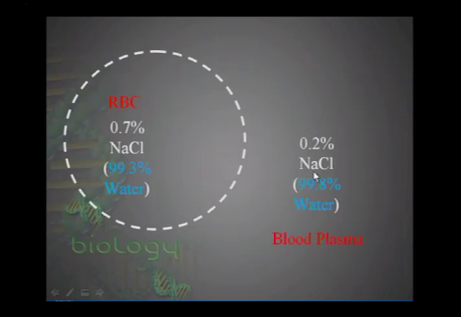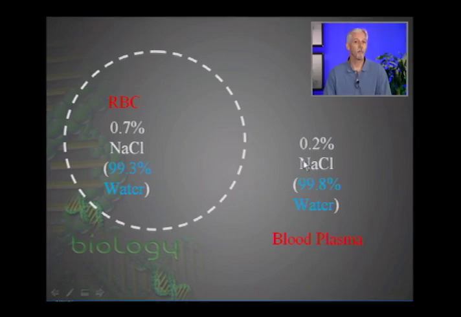Okay, let's look at another example. What if the cytoplasm of the red blood cell is 0.7% NaCl and the plasma was 0.2% NaCl? So now, which solution is hypotonic? Which solution is hypertonic? Hopefully you answered: the cytoplasm of the red blood cell is hypertonic because of greater solute concentration, less water. The plasma is hypotonic, lower solute concentration, more water.